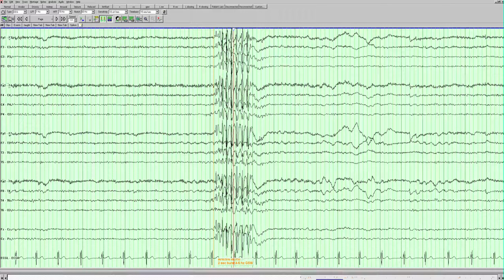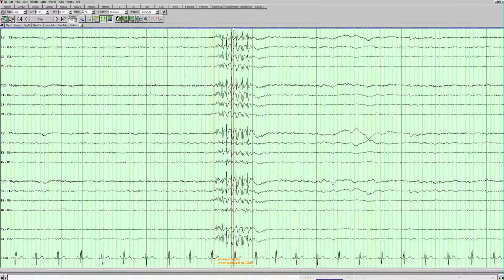Here's another burst. Similar here. I'm just turning down the gain, so looking again for that lead-in. So you can actually use this to measure where you see the very first change. This looks more bilateral, so we see these spikes bilaterally on the left and the right. And again, that looks to be about 4 Hz.